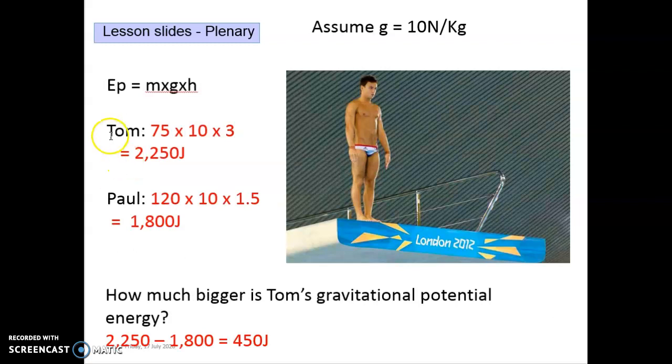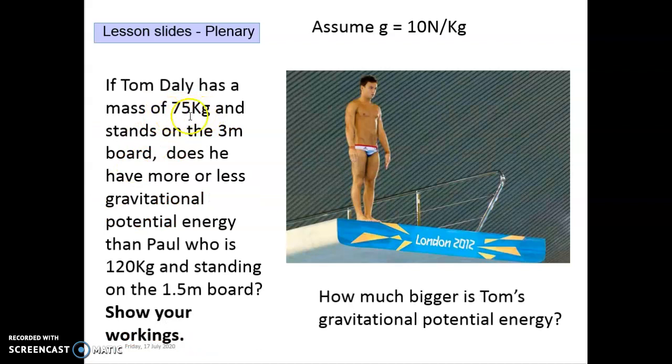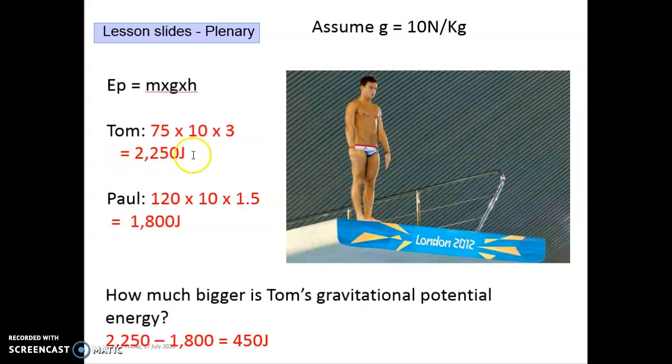Okay, so here's Tom's values. So he had a mass of 75. Okay, G is 10 in this question, and he was on the 3 metre board. Okay, so that gives us the answer there of 2,250 joules.